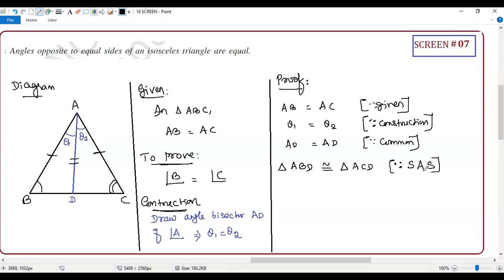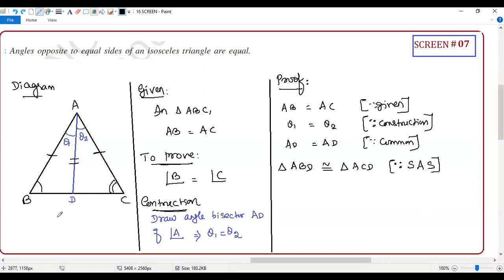you understand which two triangles I have to prove, according to which criteria is over. Finally, you have to apply CPCT. Means, the moment you understand these are congruent, this side BD equal to CD, and this angle equal to this angle, and this angle equal to this angle. There are three results you are getting.